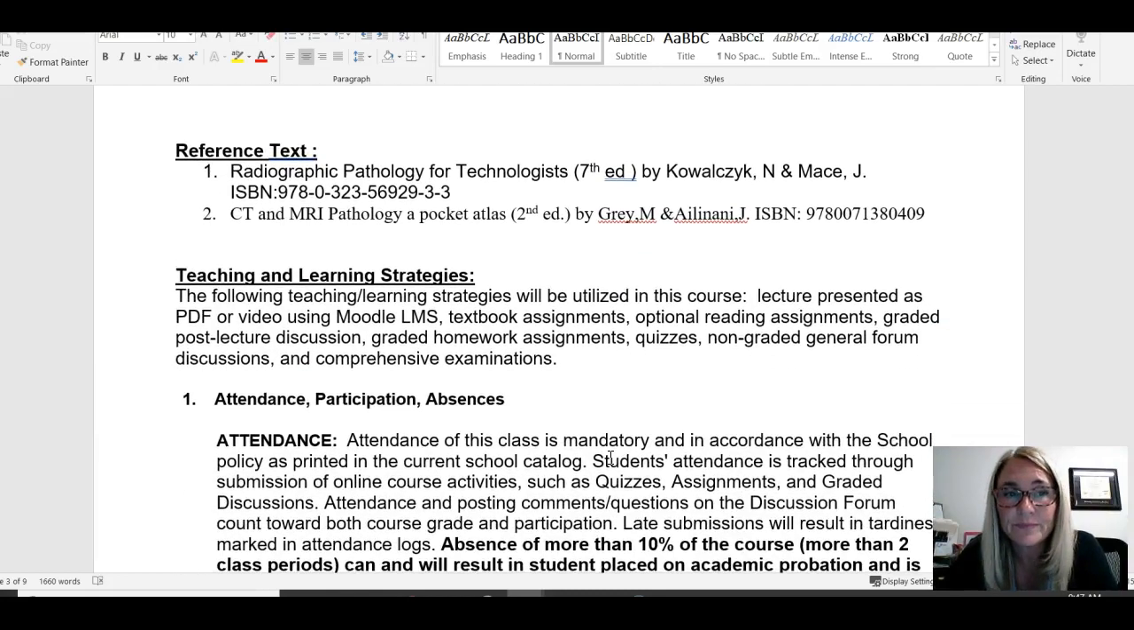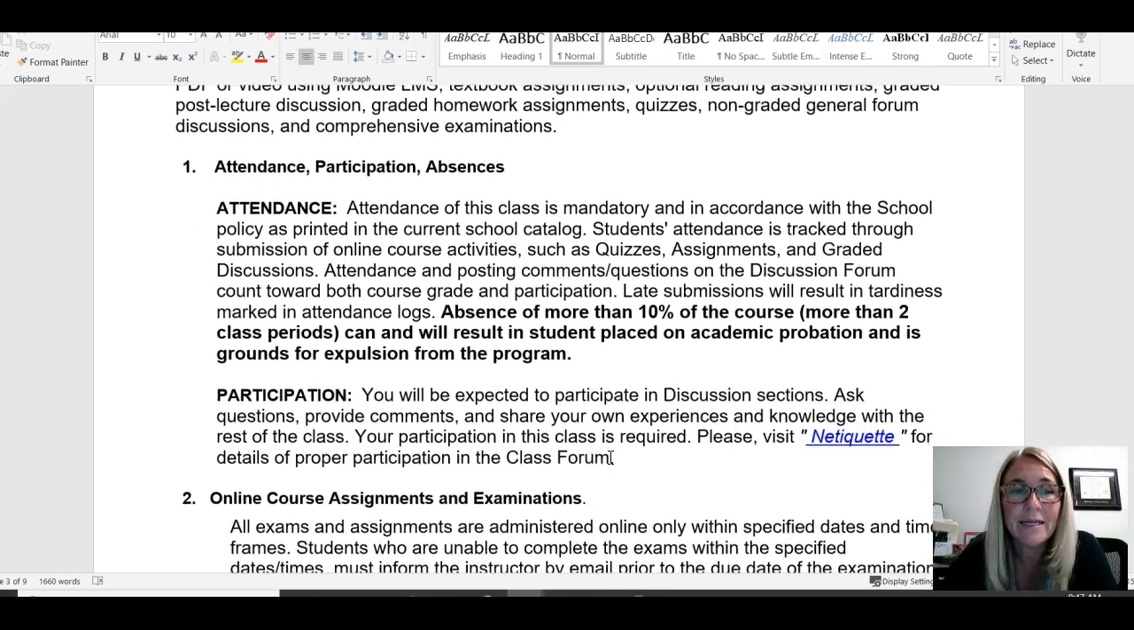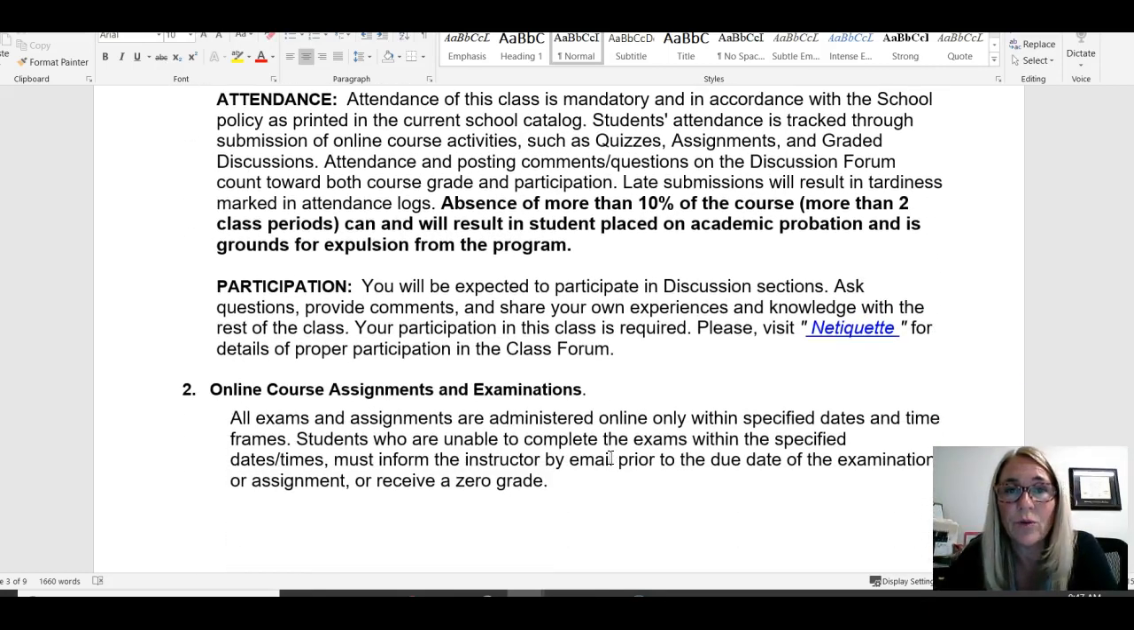Your textbook is listed here. You should have it, and you have to do all the work in this course. If you miss any quizzes or assignments, you're going to have to make up all that work, and you're going to have a deduction in your grades. So don't miss anything. Just do all the work.